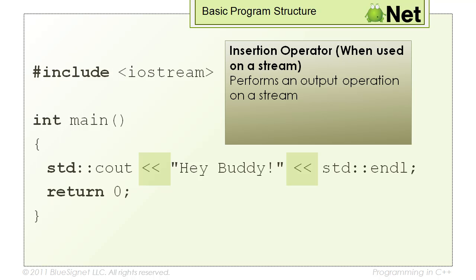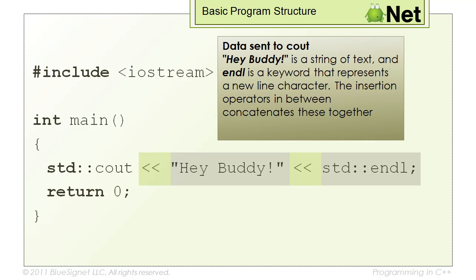And this, we're using to concatenate two strings together. We're going to get into what the other one is here in just a second, but just generally know that these are insertion operators. So now, what are we doing here? Well, in between the insertion operators, we're sending text. So we're sending "hey buddy", which we all recognize as a C string or a string of text, being piped or inserted into cout.